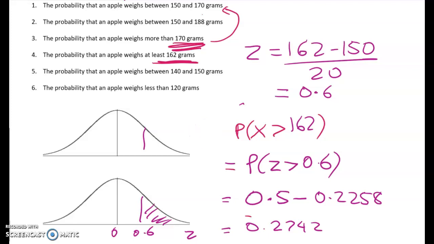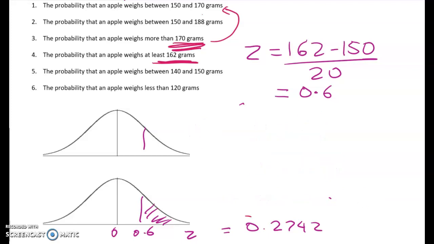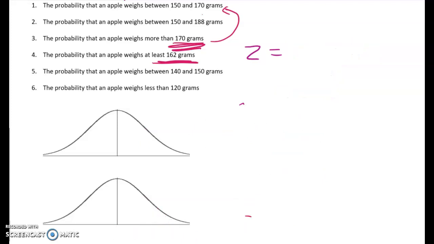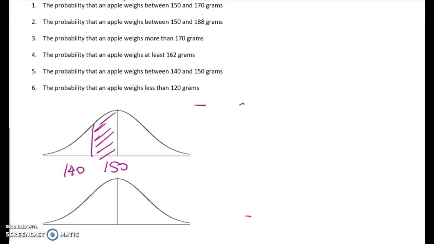Okay, very quickly on to questions 5 and 6, because I've got to teach a Google Meet in 5 minutes. So number 5, we want the probability that an apple weighs between 140 and 150. So this time you can see that we're on the other side. Here's 140 and here's 150. That doesn't make it any harder, but it means that my Z value is going to be a negative number. So we're 10 below the mean. The standard deviation is 20, so my Z value is negative 0.5.